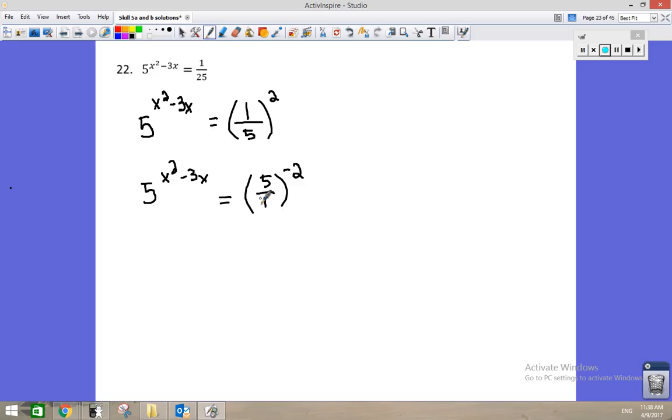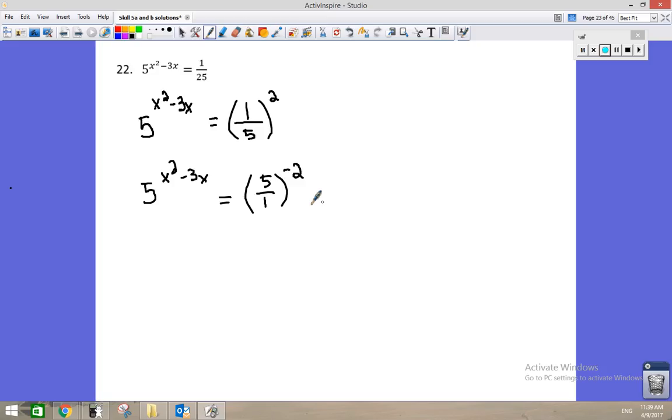Whatever number this represents, this side was 1 over 25, and the left-hand side is also 1 over 25. You can think of it as the same number written in disguise. So both sides of this equation are equal to 1 over 25, and if the number's the same and the base is the same, the exponent has to be the same.